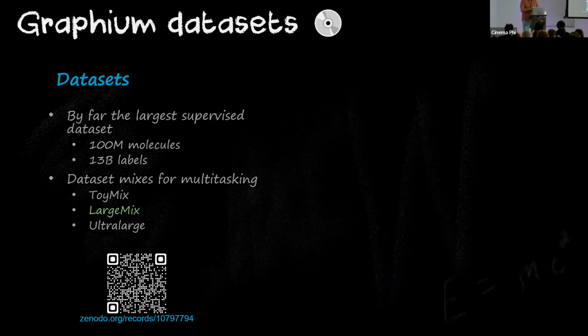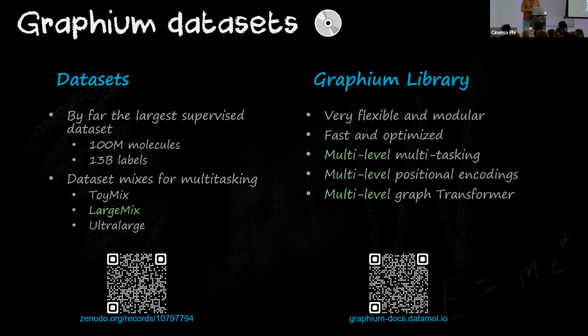So one thing that my team and collaborators worked on during the past year is releasing the Graphium datasets. So by far the largest datasets of supervised labels for molecules. I'll talk a bit more about that. And the Graphium library that allows to do multi-level multitasking, multi-level positional encoding, and multi-level graph transformers. I'll talk again more about that.